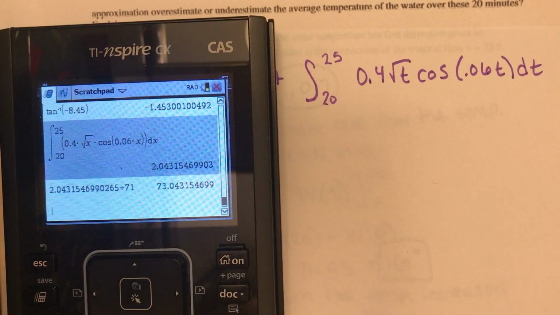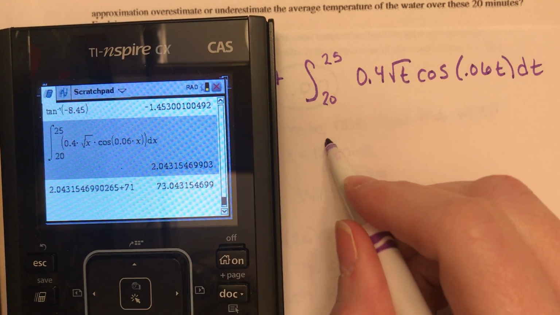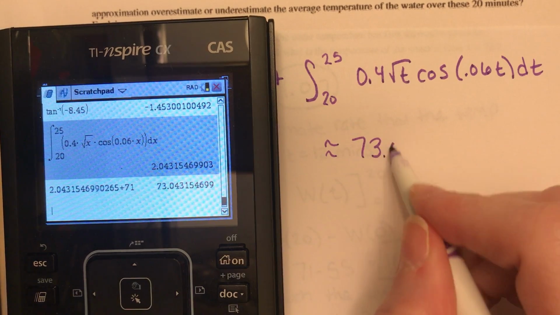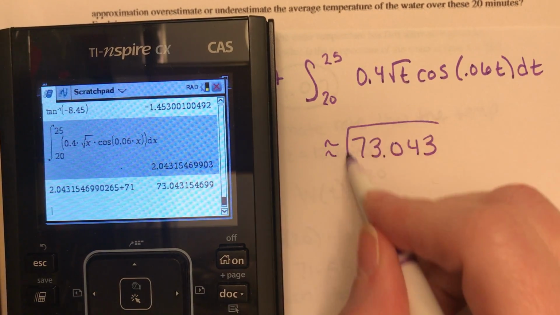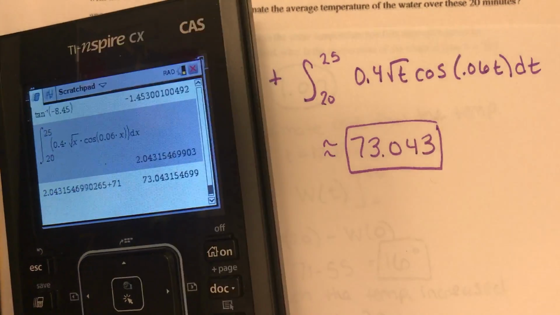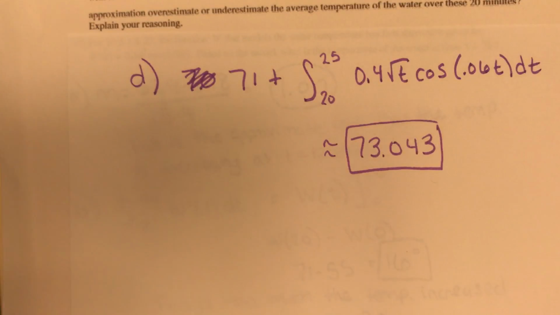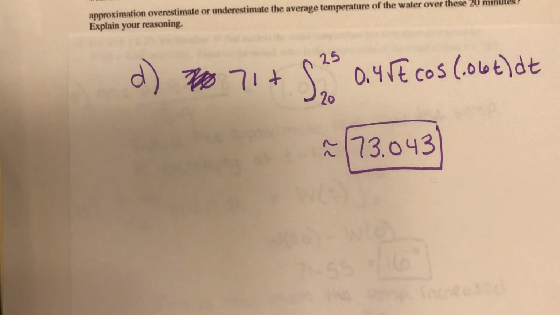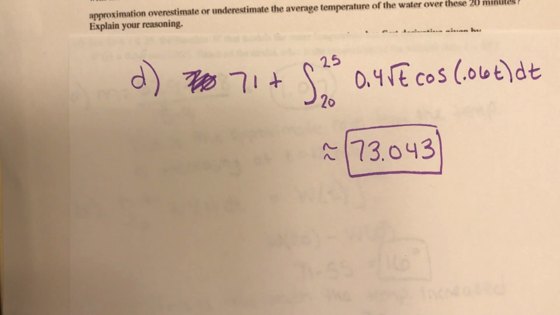So in the last 5 minutes, the temperature only went up about 2 degrees. So my final temperature, though, is 73.043. Okay, so that concludes this last FRQ.